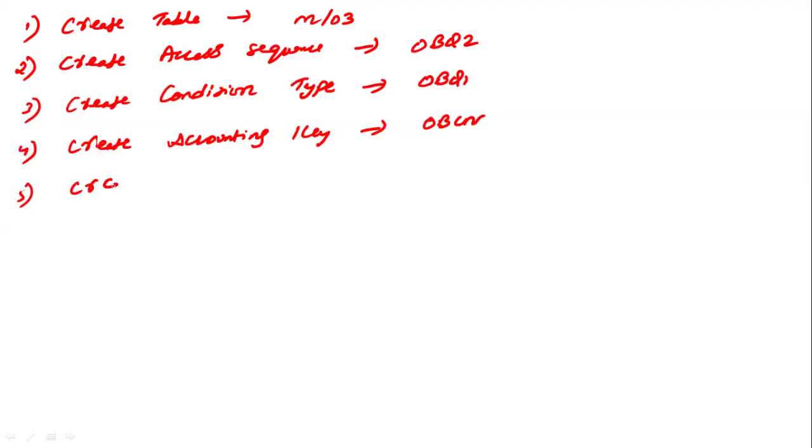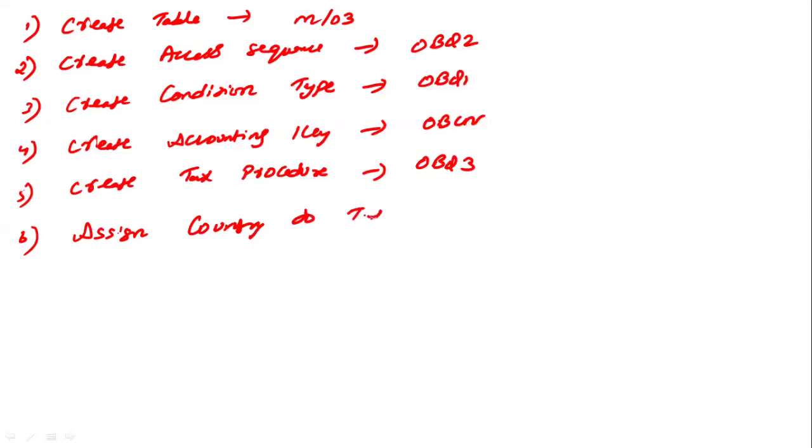Then you have create tax procedure. Tax procedure is nothing but how you create a pricing procedure. It is the same as you create the tax procedure. It will look the same as your pricing procedure. Okay. And the final step is you need to assign the country to the tax procedure. That is done in OPBG. So these are the configuration steps which we need to handle from our end.